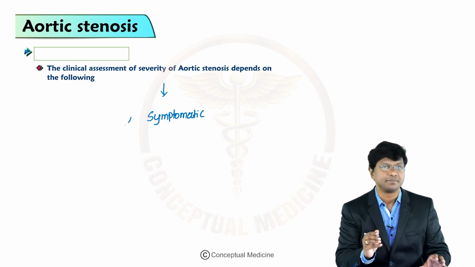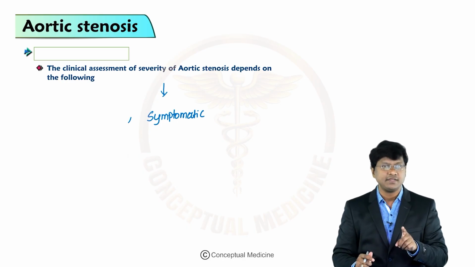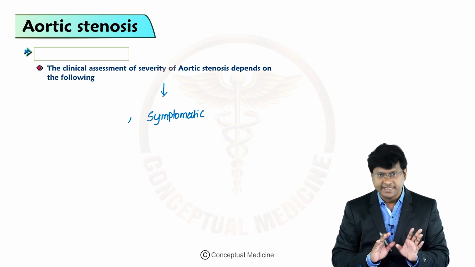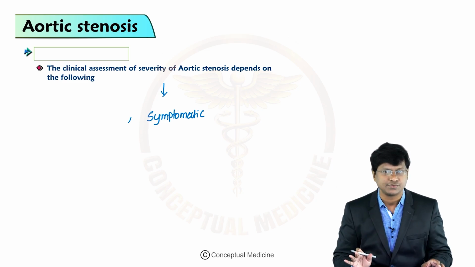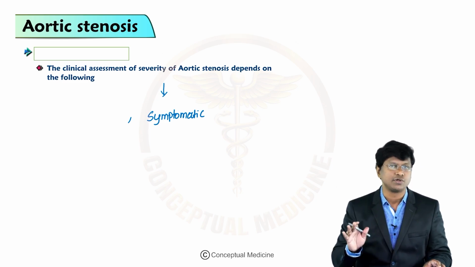You take any symptom, right? Either the individual is having a syncopal attack, or angina, or dyspnea. So symptomatic patients have severe aortic stenosis, okay? At the same time, please remember, if the patient is asymptomatic, it does not rule out severe aortic stenosis. Even asymptomatic severe aortic stenosis can be there.